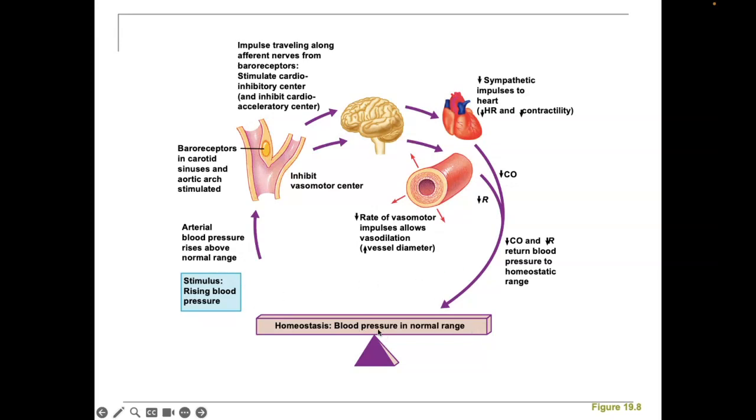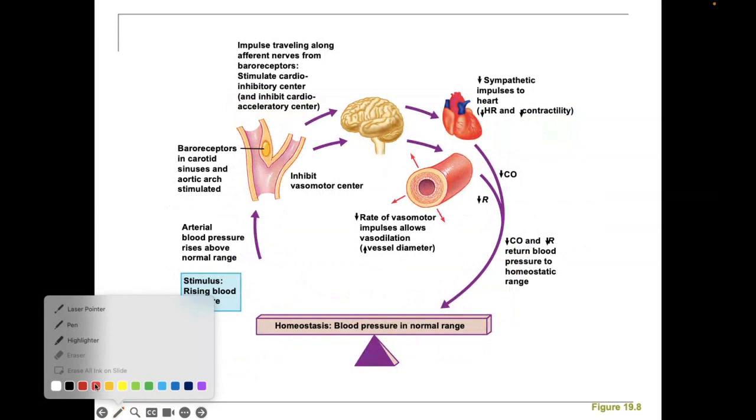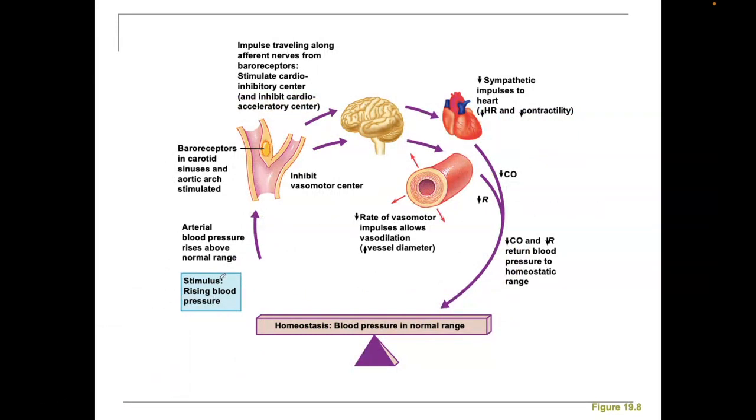So here at the bottom, there's some homeostasis, right? We have balanced blood pressure, but something happened which created some sort of stimulus that created a rise in pressure. And as that increased pressure is traveling through the blood vessels, we have some receptors that can detect that. Those pressure receptors are called baroreceptors.